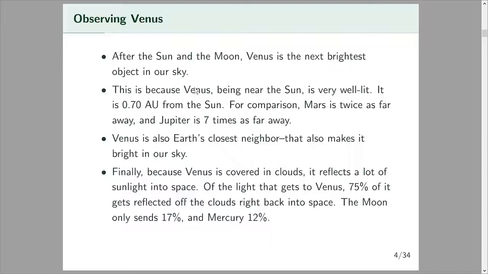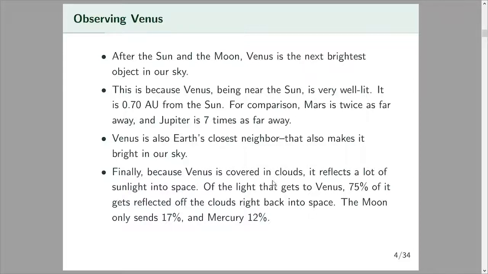So, observing Venus: after the sun and the moon, Venus is the brightest object in our sky most of the time. And that's a little surprising because it's not a very big planet compared to the outer planets, for example, but it's bright for a few reasons. One is it's near the sun, so it's getting a lot of sunlight. Two is it's close to Earth, and that helps us see it better. And finally, it's covered with clouds, and so it's very reflective.